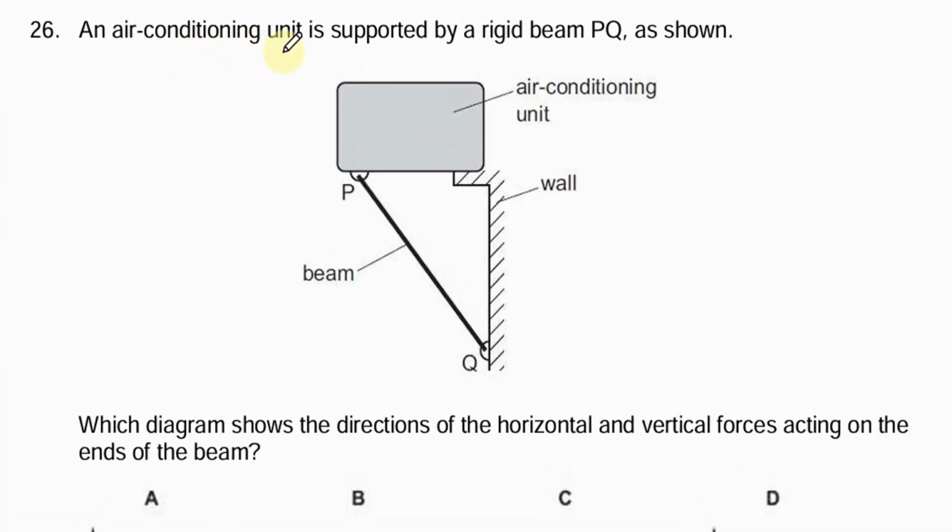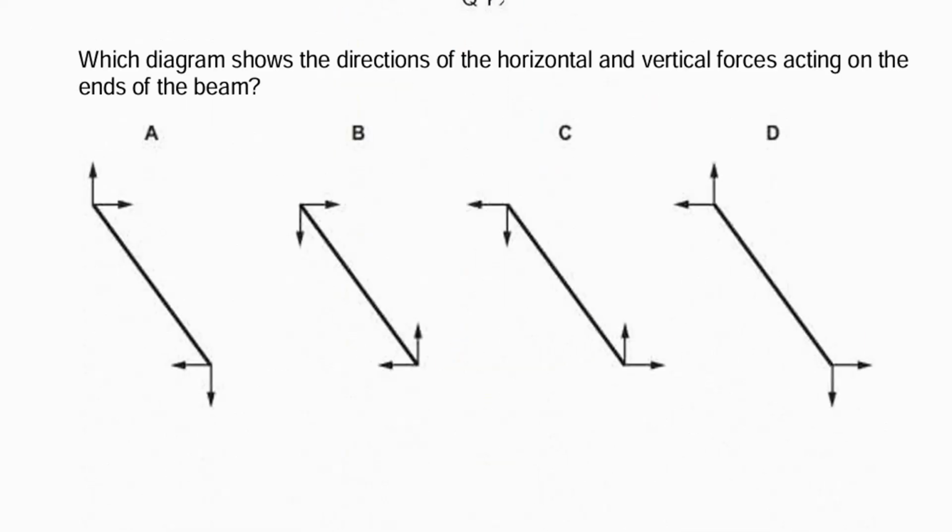An air conditioning unit is supported by a rigid beam PQ as shown. So we have the beam PQ here and the air conditioning unit. Which diagram shows the directions of the horizontal and vertical forces acting on the ends of the beam? So at P and Q respectively. And we are given these options.